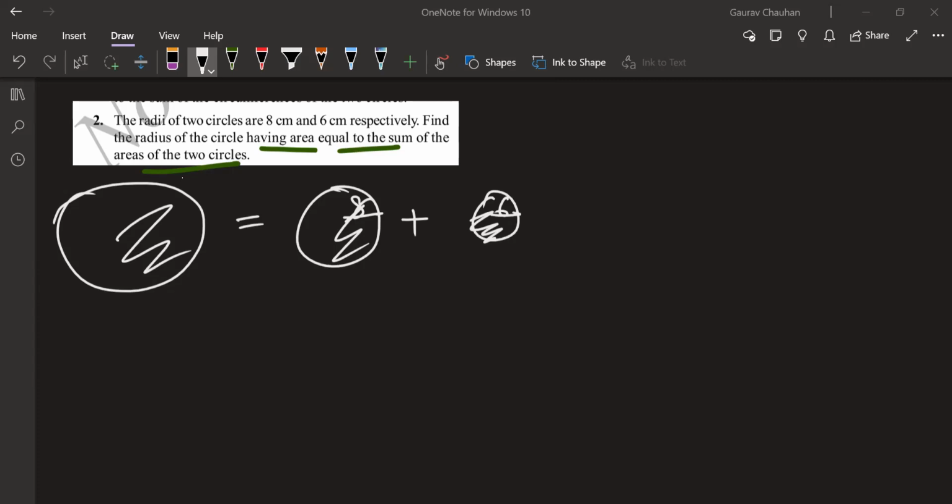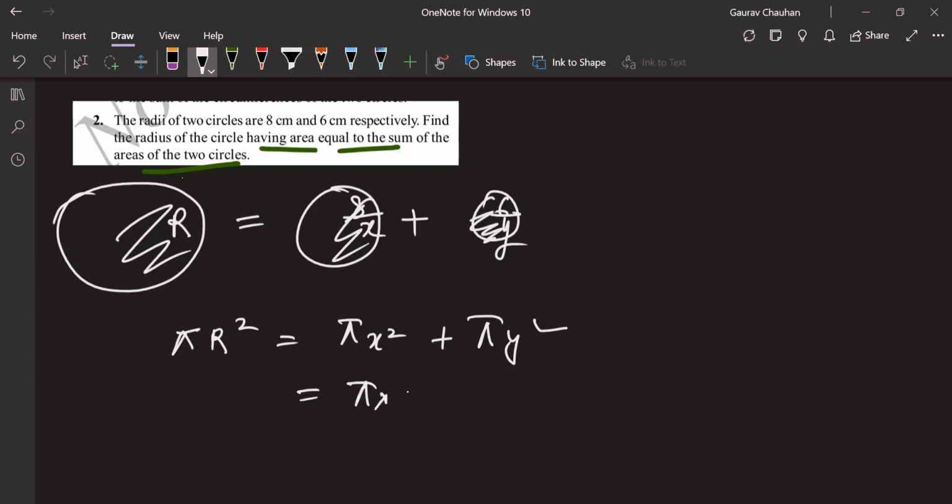Go ahead. Pi r square equals to pi r into 8. Okay, hold on. Let's call this as r. Let's call this as x, and let's call this as y. So can you tell me pi r square equal to? Pi 8 square, I'm writing this as x. X square plus pi y square. That's equal to pi into 8 square plus pi into 6 square, pi r square.